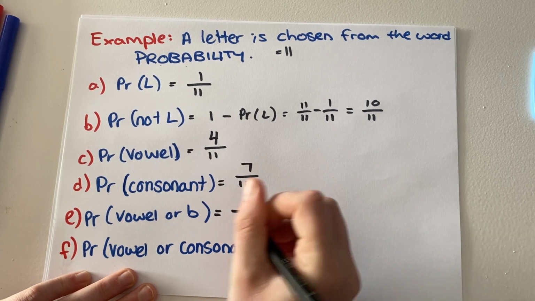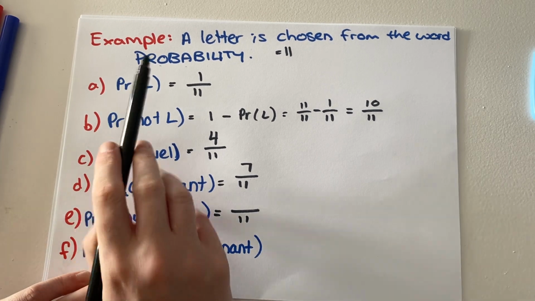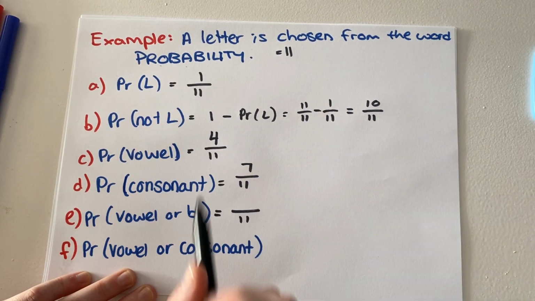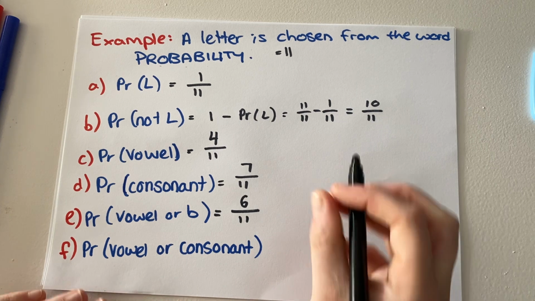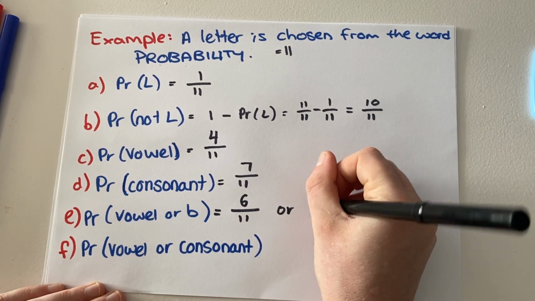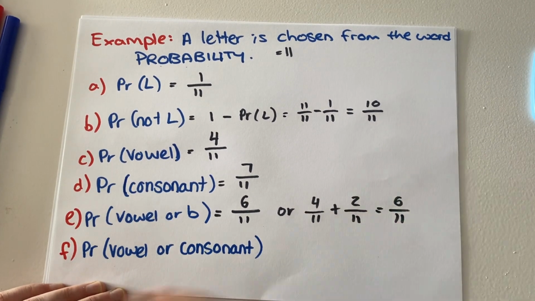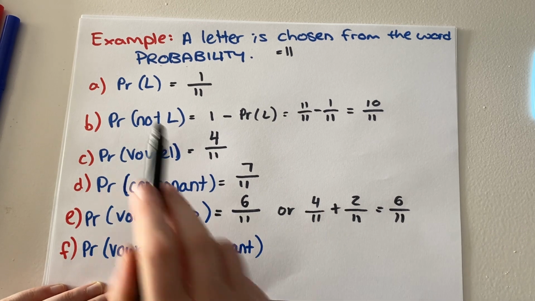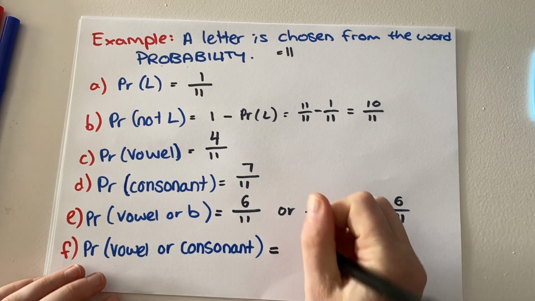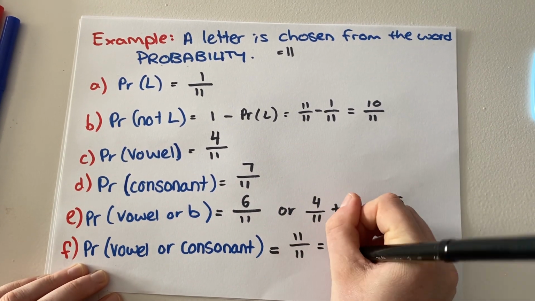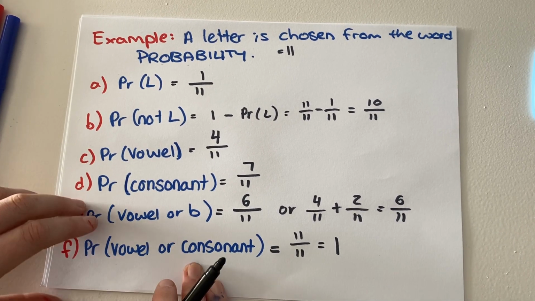Then I look, still the total down the bottom of 11. We're going to do the probability of a vowel or a B. If I go 1, 2, 3, 4, 5, 6, you get 6 over 11. You could do it like this where you go, we know there's 4 vowels and 2 B's, so you still get 6 over 11. But if you find that one might be better than the counting, go for it. Now the last one is probability of a vowel or a consonant, and that is 11 out of 11, which equals 1. Because that's all the word is made up of, vowels or consonants.